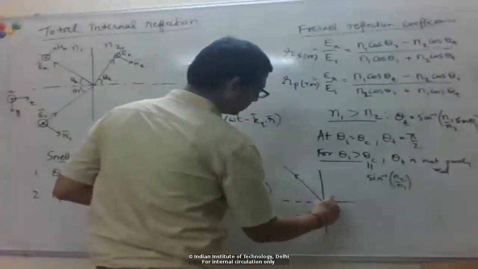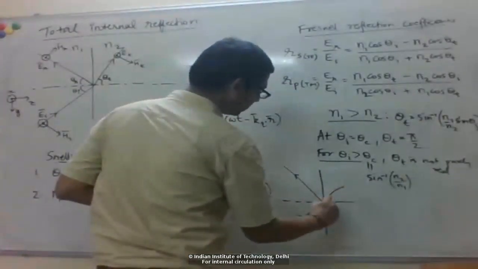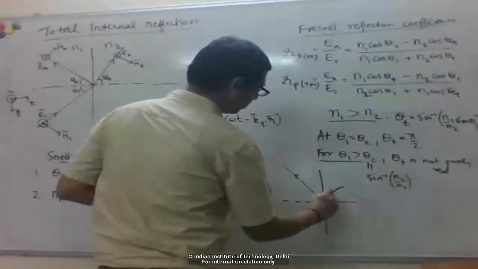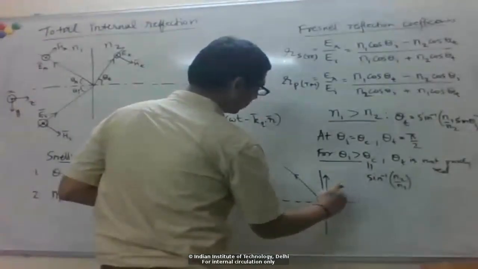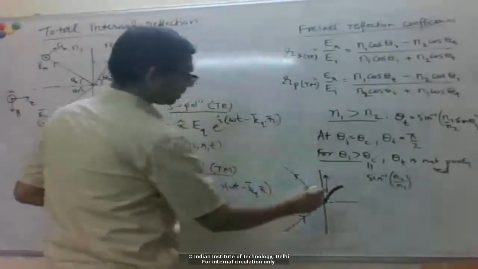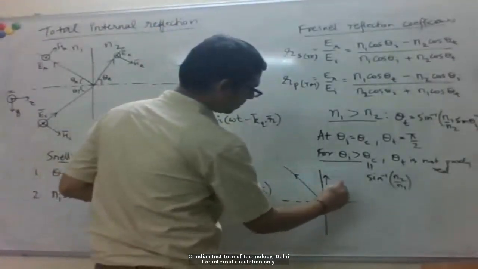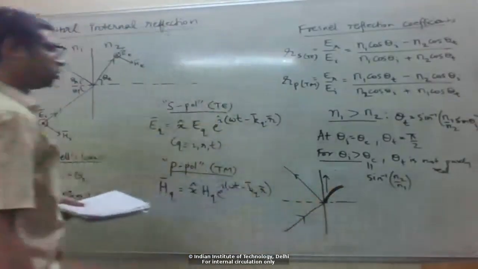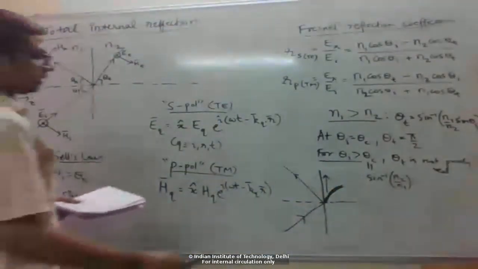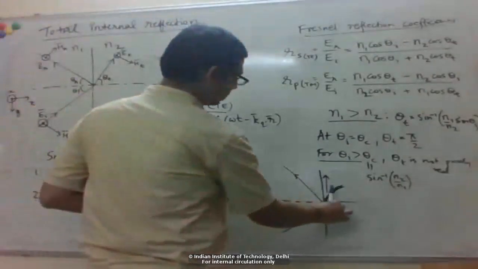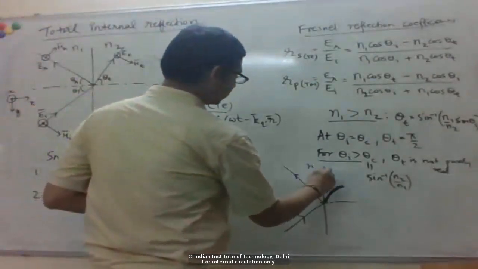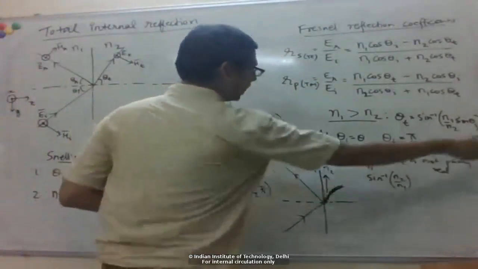And what actually happens, you recall, is there is this evanescent wave here, which is sort of propagating along the interface, but the amplitude goes down exponentially away from the interface. So there is this evanescent wave existing on the other side, but there is no wave propagating into the other medium.